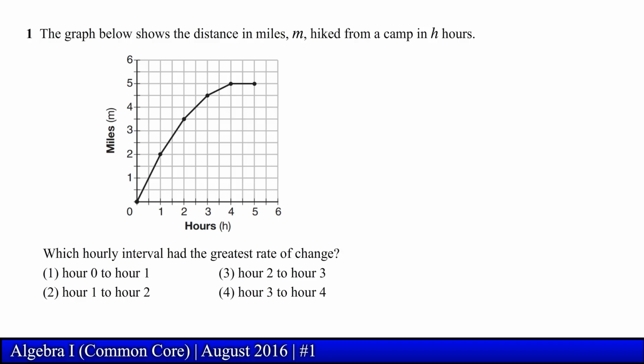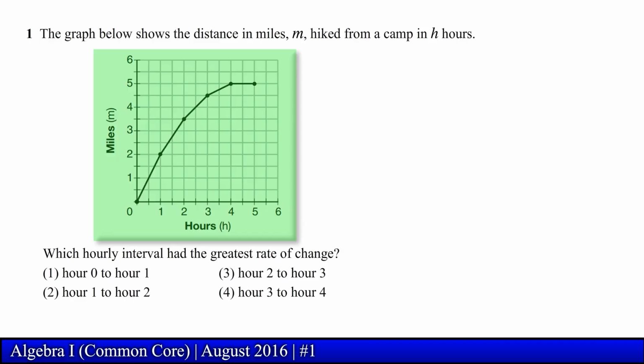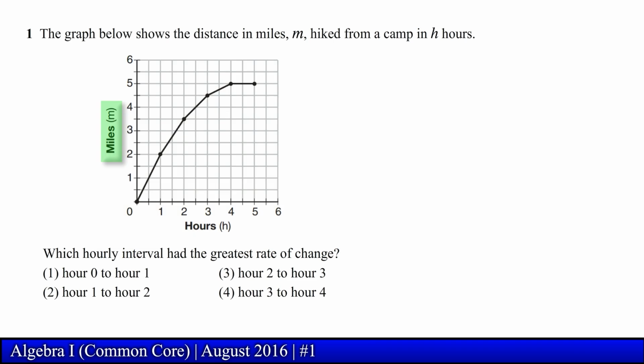In this problem, we are provided with a miles versus hours graph, with miles represented along the y-axis and hours represented along the x-axis. We are asked to determine the interval in which the hiker had the greatest rate of change. In other words, we are asked to determine the interval in which the hiker had the greatest velocity.